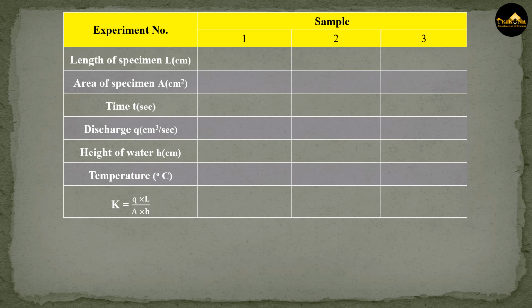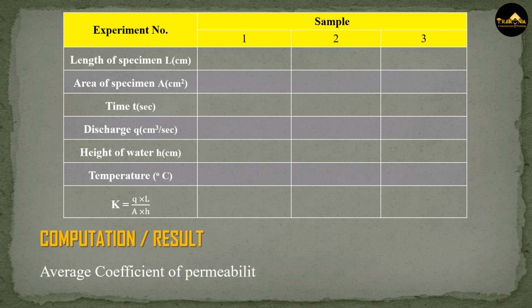Calculate the coefficient of permeability for each sample by using the formula K equals Q into L divided by A into H. Computation or result. The average coefficient of permeability is calculated for the given sample.